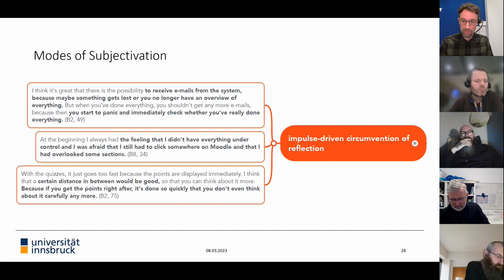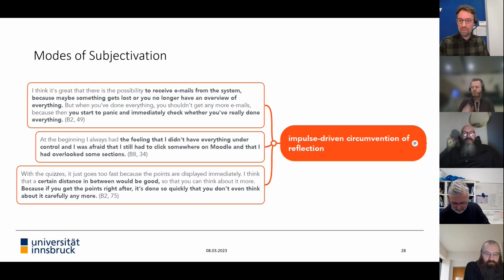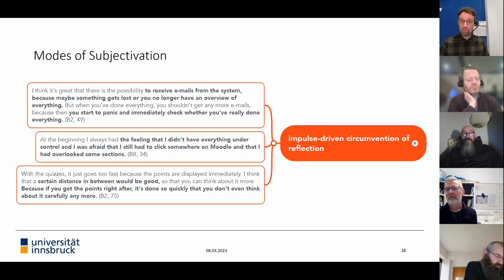They are more responsible for their own learning. And here students show they think they have nothing under control and they need the alerts from the system and the structuring from the system.